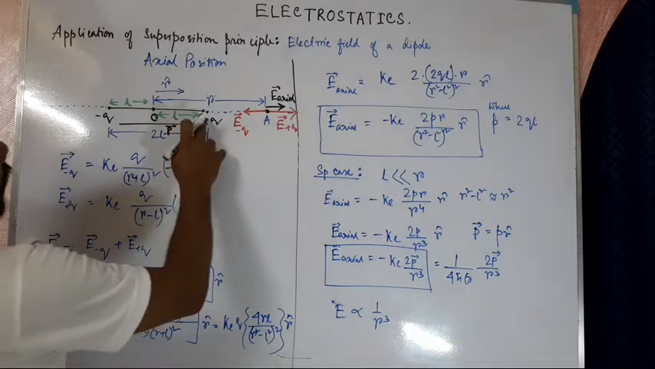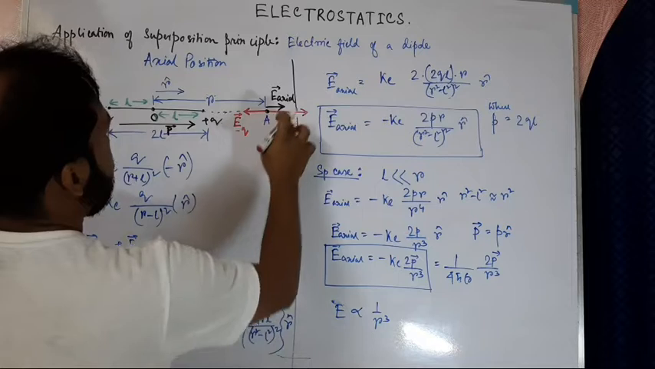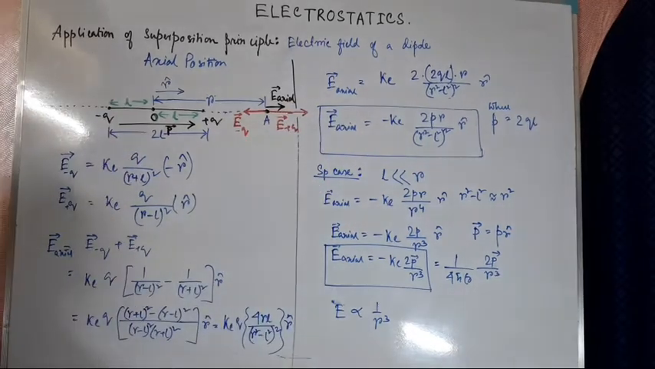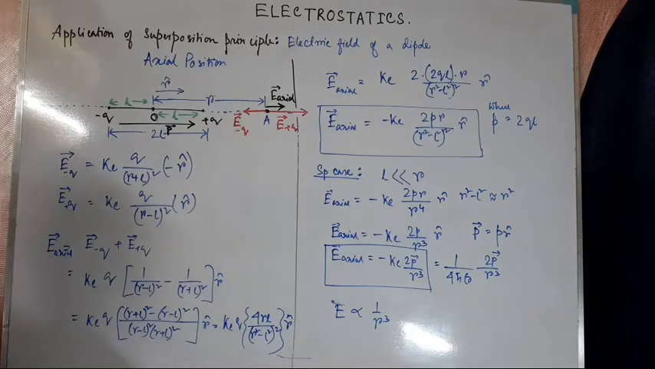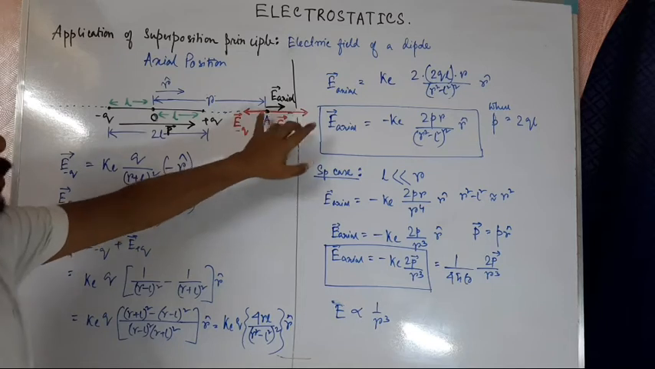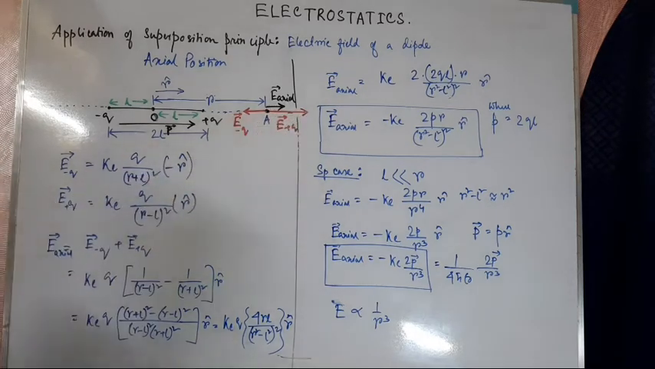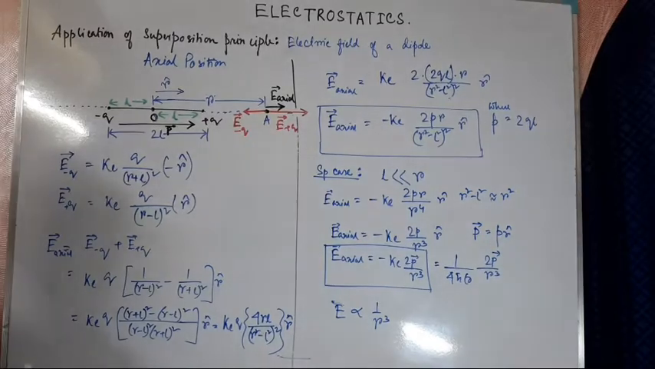And since the positive charge is much closer to the point we have chosen on the axis, the field strength will be greater. So I have drawn this vector greater, and this vector is smaller, which means the magnitude of this vector is smaller. It is for minus q, and it is for plus q. This is just the representation.